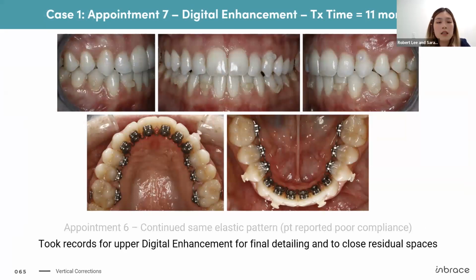At appointment 7, we can see pretty much our elastic wear has been pretty good. Everything's pretty much corrected. We just need a bit of final detailing. So we took records for upper digital enhancement to do the final detailing and to close some residual spaces.